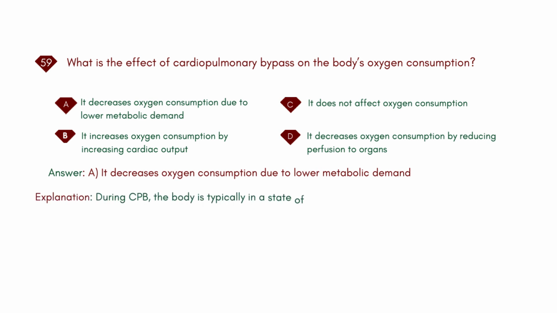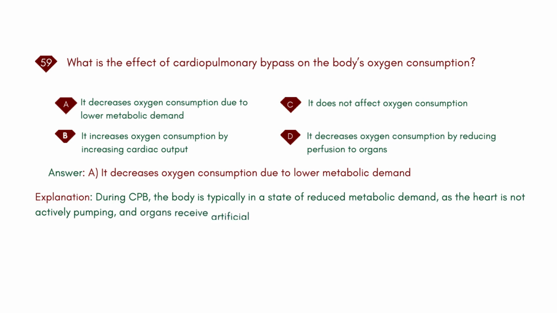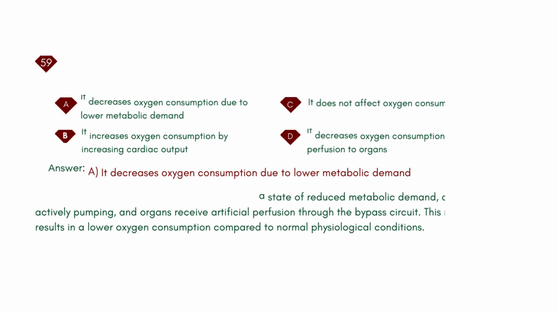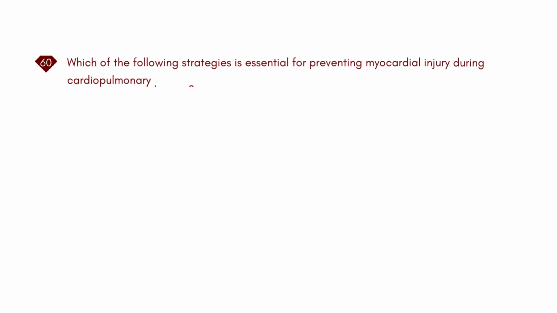Explanation: During CPB, the body is typically in a state of reduced metabolic demand, as the heart is not actively pumping, and organs receive artificial perfusion through the bypass circuit. This reduced activity results in a lower oxygen consumption compared to normal physiological conditions. Which of the following strategies is essential for preventing myocardial injury during cardiopulmonary bypass?